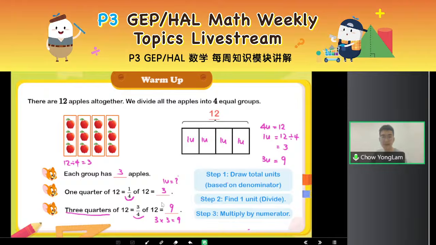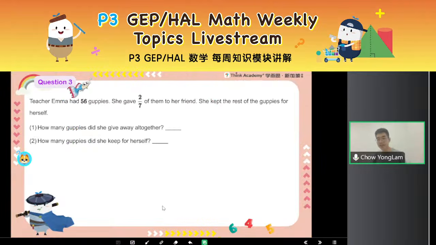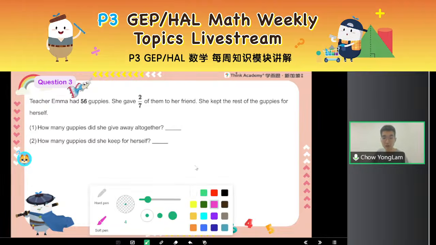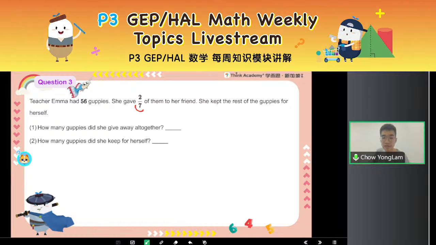Okay, now that being said, let's take a look at question 3 now, right? How to use it in a word problem scenario. Now, teacher Emma had 56 guppies. Guppy is a type of fish that people use to rear, right? Looks something like this. So we have 56 guppy fish, and she gave 2/7 of them to her friend, and she kept the rest for herself. How many guppies did she give away? How many guppies did she keep?